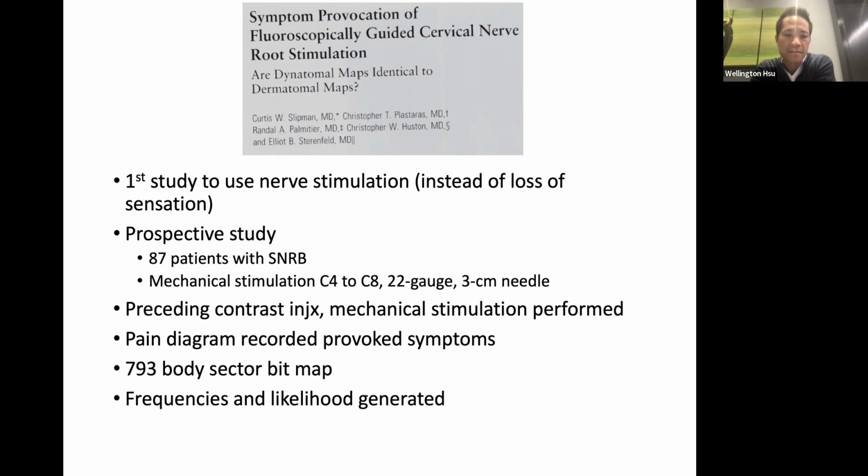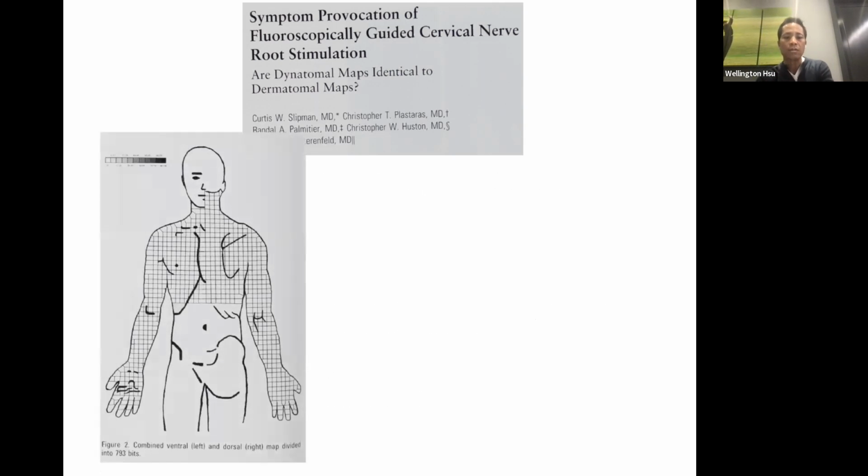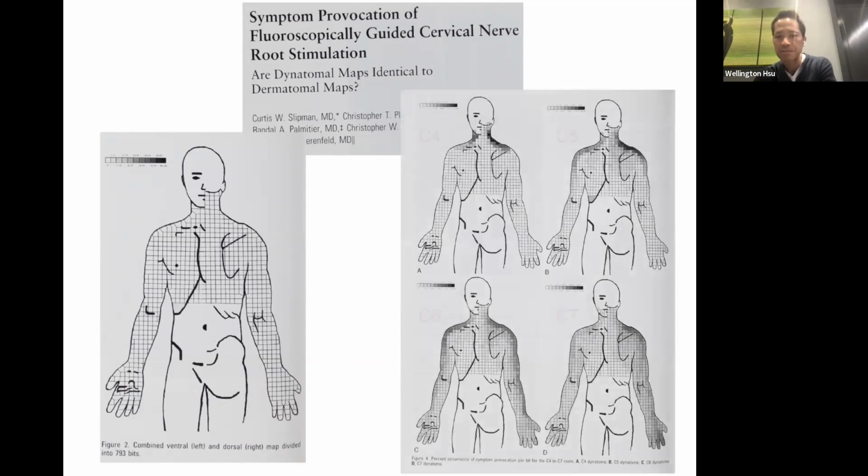And then the research group used a 793 body sector bitmap and categorized and defined where symptoms were after stimulation of a nerve root. So although a C6 radiculopathy classically will go down a C6 distribution down to the thumb, it doesn't always occur that way. And so this sector body bitmap allows us to look at how there's variation with the types of symptoms one may have with disc herniations.